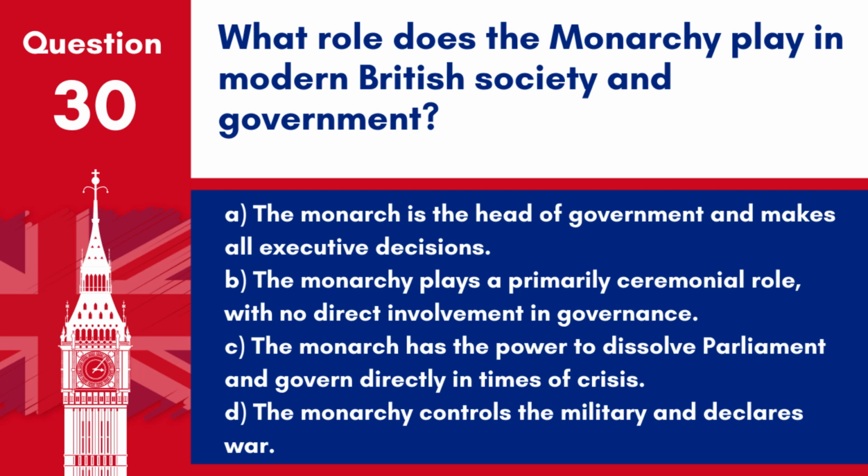A. The monarch is the head of government and makes all executive decisions. B. The monarchy plays a primarily ceremonial role with no direct involvement in governance. C. The monarch has the power to dissolve parliament and govern directly in times of crisis. D. The monarchy controls the military and declares war. Answer. B. The monarchy plays a primarily ceremonial role with no direct involvement in governance.